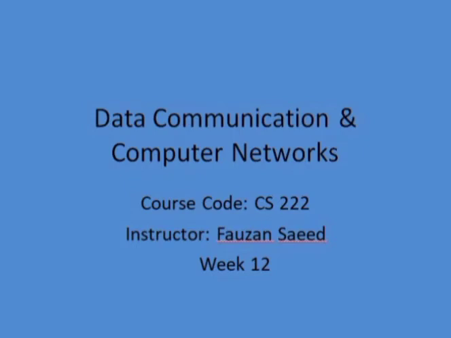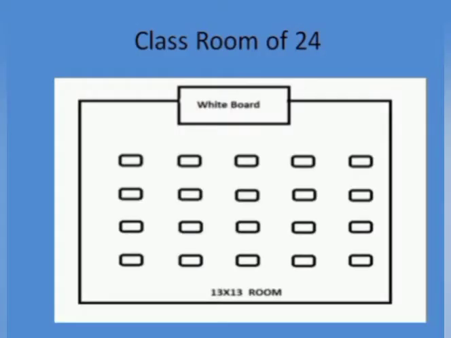This is week number 12, and today's topic is subnetting. You can see the first slide in front of you. This is a depiction of a classroom that can accommodate 24 individuals. The small boxes represent 24 seats in an area of 13 by 13, with a whiteboard in front of the classroom.